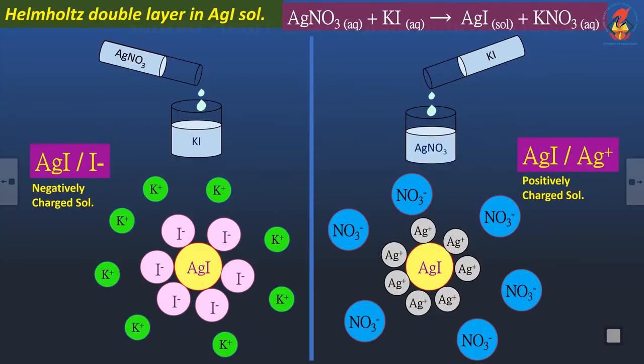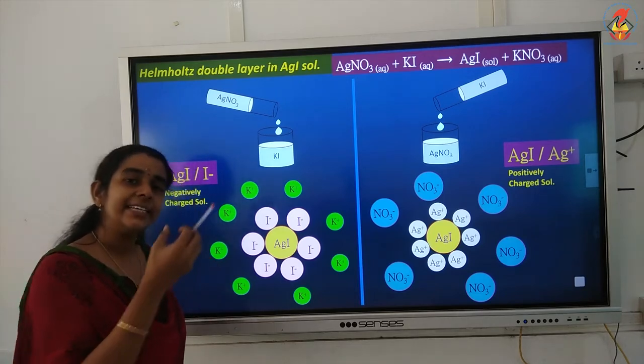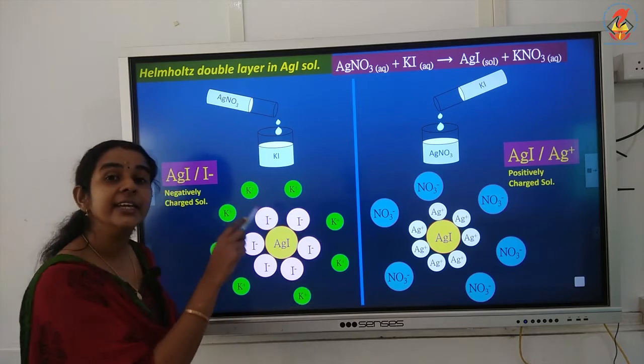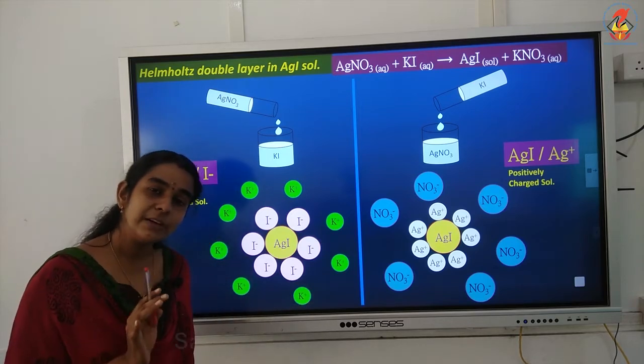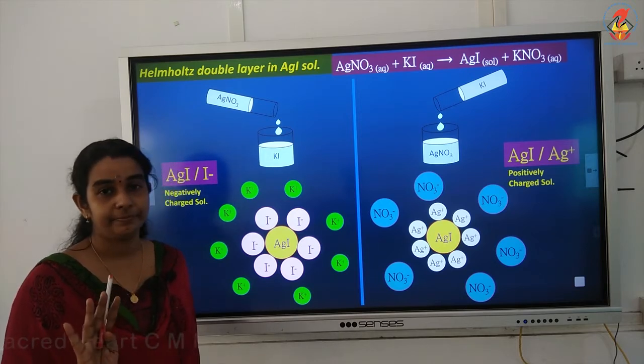So, the precipitate will be holding the first layer of I minus tightly, and this negative layer of I minus will have a tendency to adsorb. Now, which is the remaining ion present here? K plus ions. So, this I minus layer, or negative layer, has a tendency to attract the positive ions, that is K plus ions, near to it, but it won't be holding them tightly. That layer will be called the diffused layer.